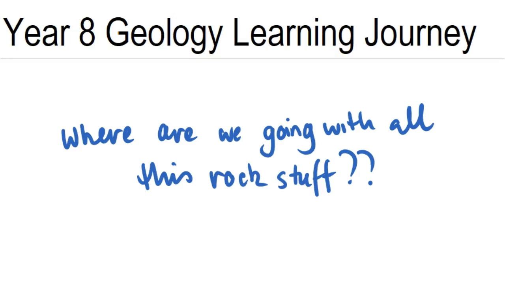Year 8 Geology. Why on earth do we have to learn about rocks? Well, it's actually quite a good question because most kids in grade 8 don't understand why anyone would want to study a rock. However, rocks are pretty important. Number one, they're making most of the stuff we use and wear.